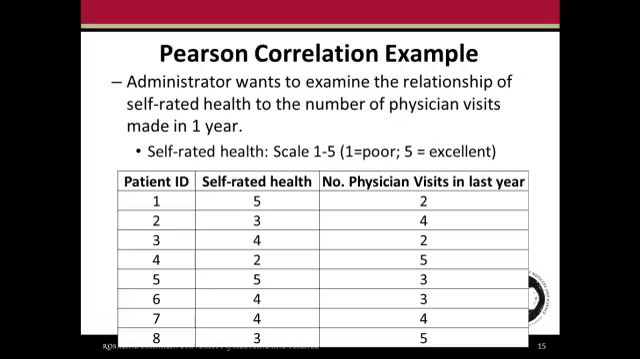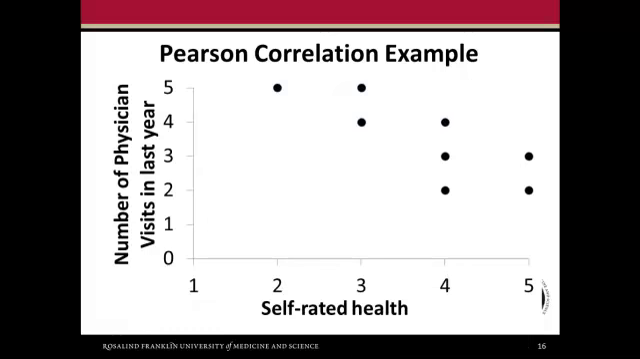So we have a number of patients. Here's an example of 8 different patients and their value for their self-rated health on this scale, and then information on the number of physician visits that they've made in the last year. So for each of the individuals, we have a record for their health and the number of visits that they have. We can take this information and put it into a scatter plot, where on our x-axis here we have self-rated health, and on our y-axis we have the number of physician visits in the last year, and we get the sense that there's potentially a negative relationship.